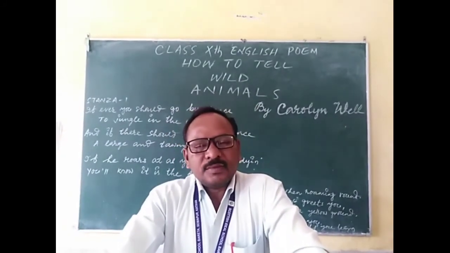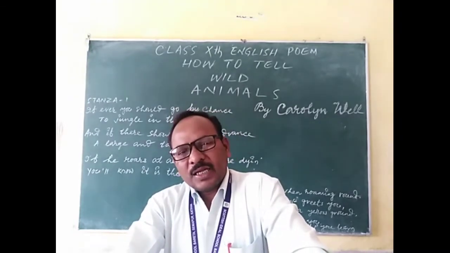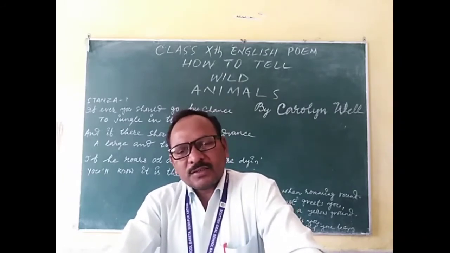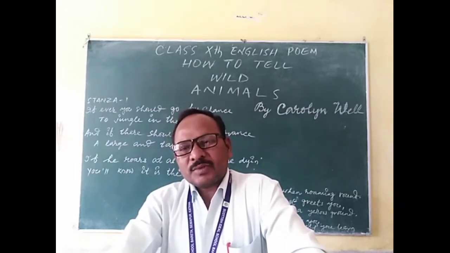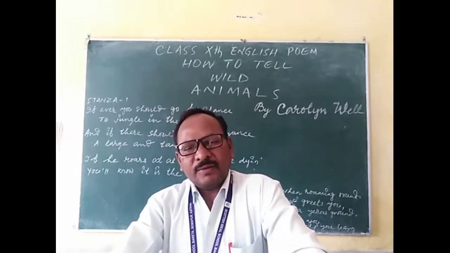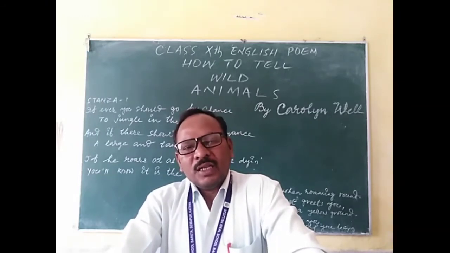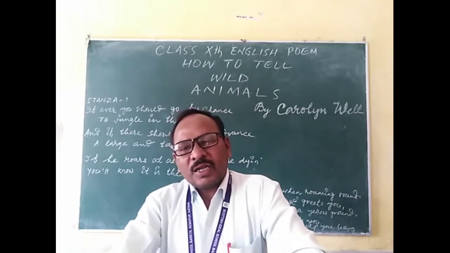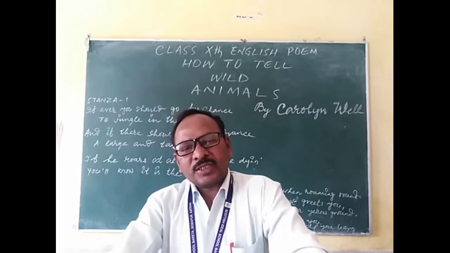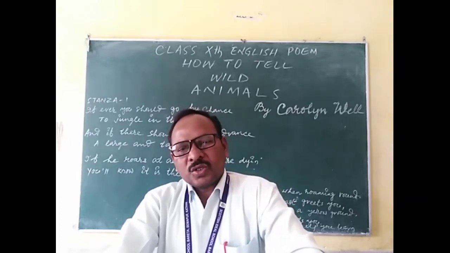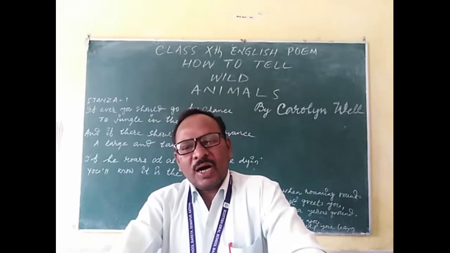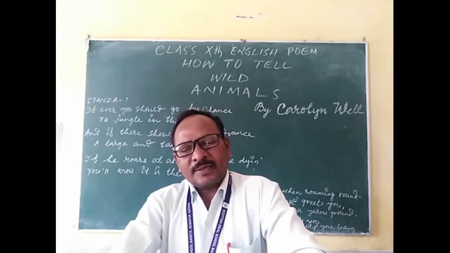So children, the summary of the poem: the poet is describing various wild animals. These animals are very dangerous, and she has introduced them one by one in a very funny way. First of all, she tells us about an Asian lion. She says that if you are visiting the jungles of the East and there you see an animal which has tawny skin and roars so loudly that you will die out of fear, this means that you have seen an Asian lion.